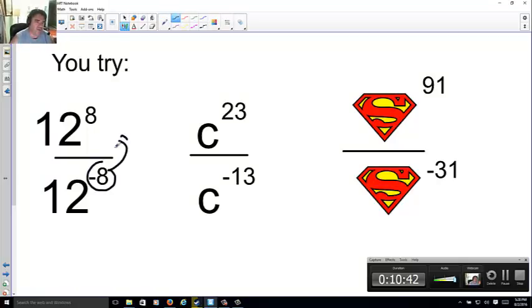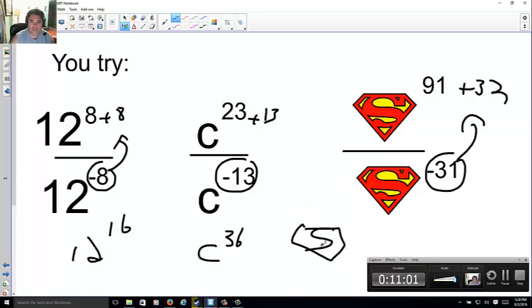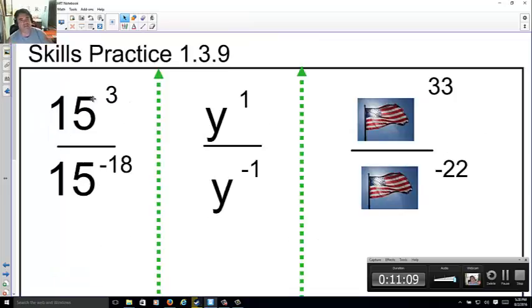Hopefully you know that this went up. So plus 8, and you're going to get 12 to the 16th power. This is going to go up 13 more to make C to the 36th. And here this Superman one goes up by 32, until you have Superman to the 123rd. Go ahead and try these 3 on the skills practice.